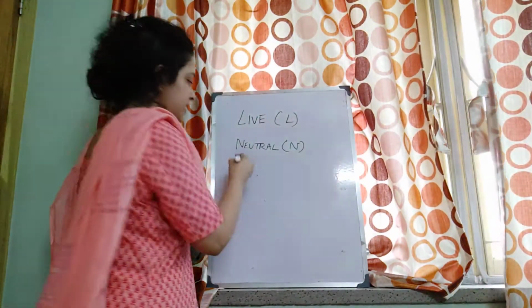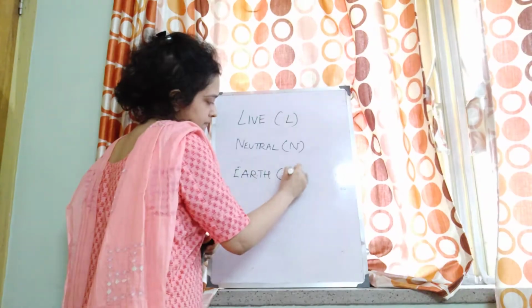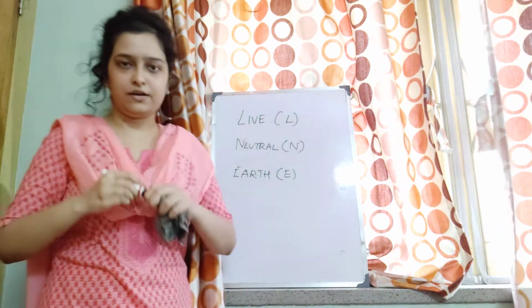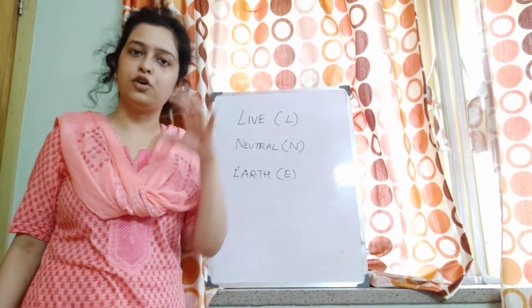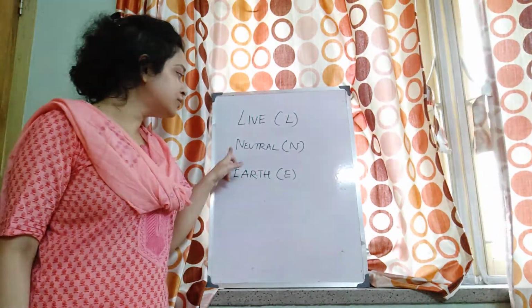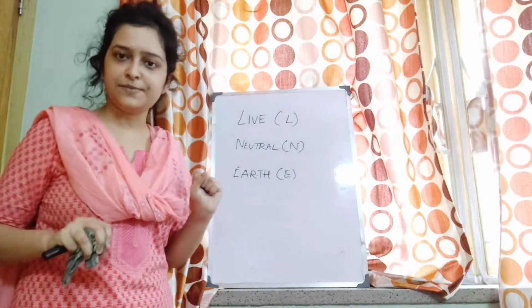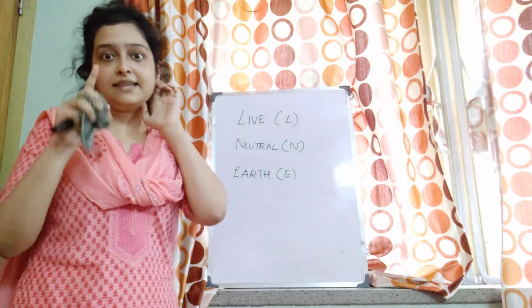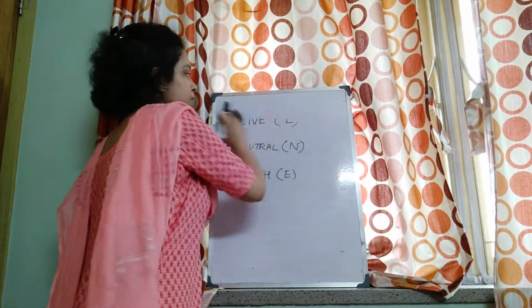And we have the earth wire. What is the need of the earth wire? We'll come to know. We'll do each and every component, okay? So this neutral and earth wire are connected at the same potential in the city substation. That is at 0 volt potential.